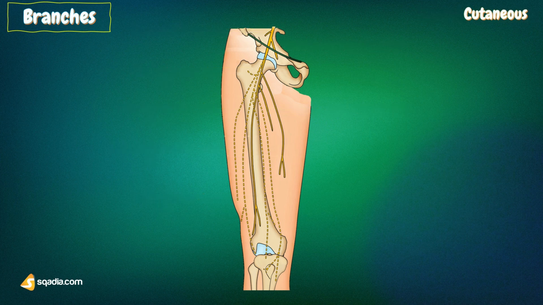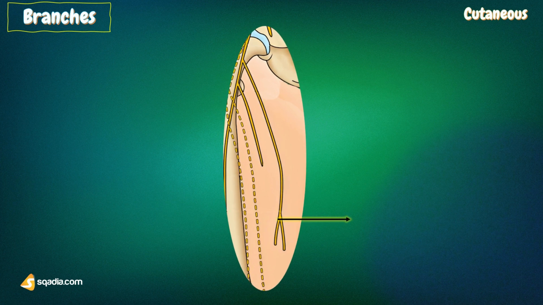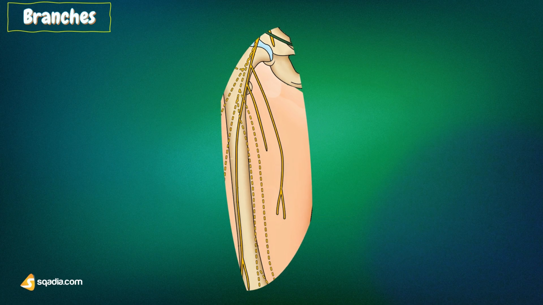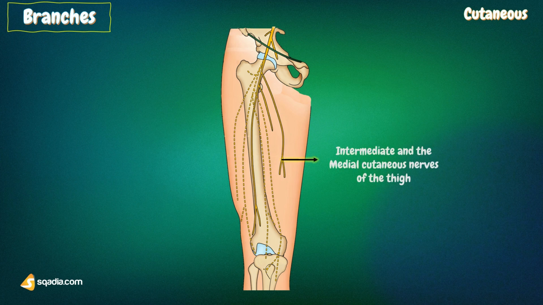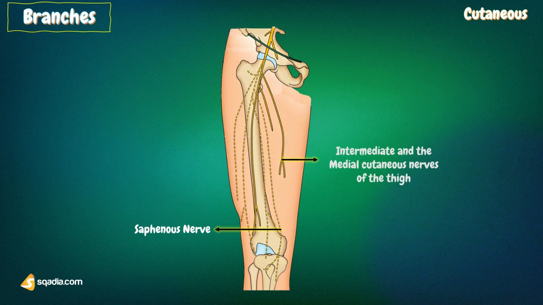The articularis genu is supplied by a branch from the nerve to vastus intermedius. Now we will look at the cutaneous branches. Here you can see that the anterior division gives two cutaneous branches, the intermediate and the medial cutaneous nerves of the thigh. These branches are also referred to as C1 and C2 branches. And the posterior division gives only one cutaneous branch, the saphenous nerve, also called the C3 branch of the femoral nerve.